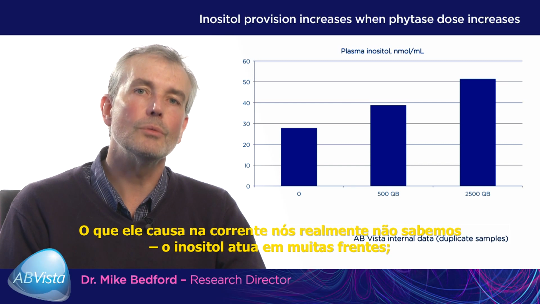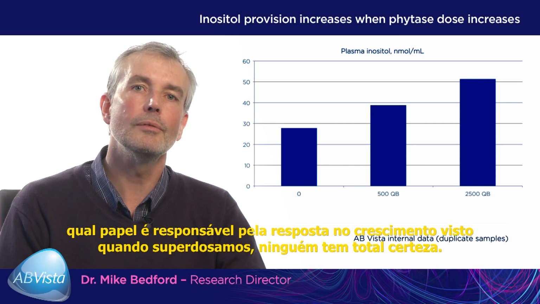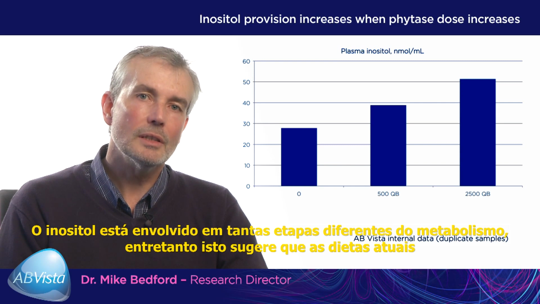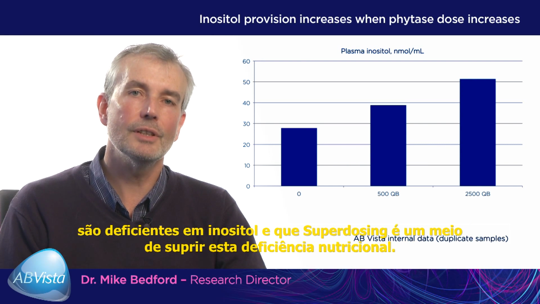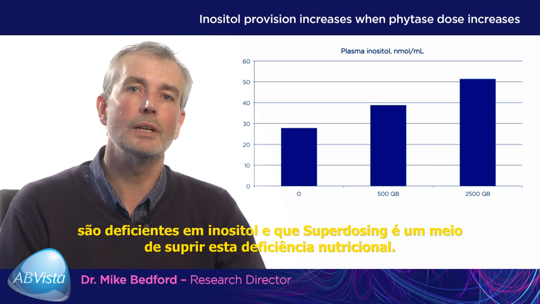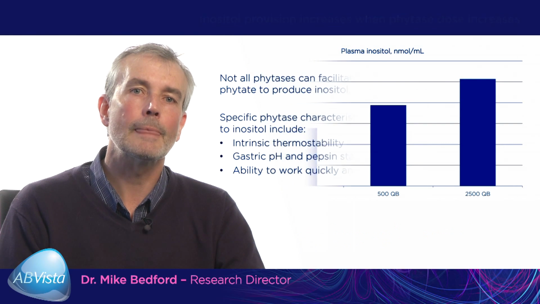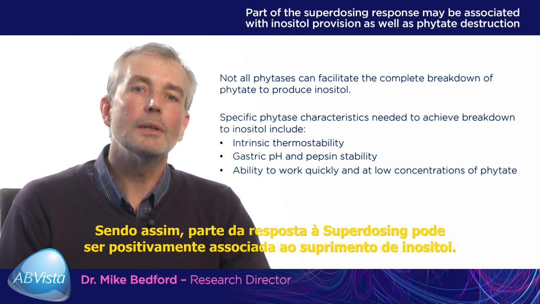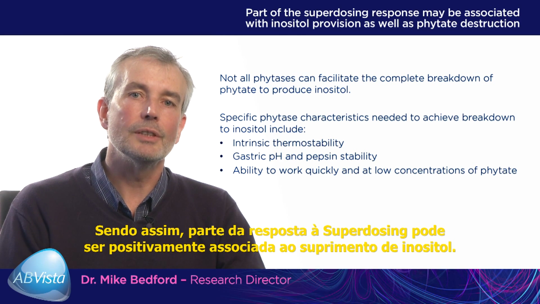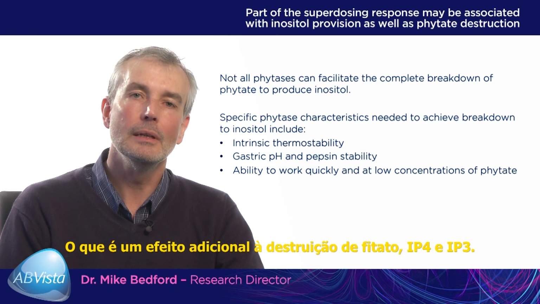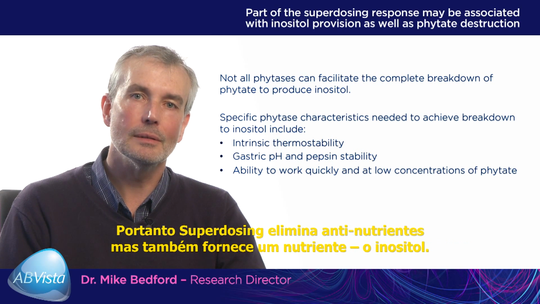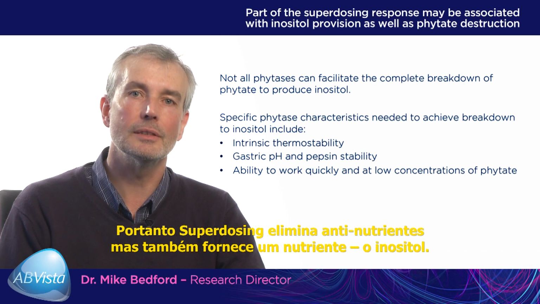What it actually does, though, we don't really know. There's many roles that inositol plays. Which role is responsible for the growth response we see when we superdose, nobody's quite sure. Inositol is involved in so many different parts of metabolism. It does suggest, however, that current diets are deficient in inositol, and superdosing is a means to actually provide that deficient nutrient. So, part of the superdosing response may well be associated with inositol provision. This is in addition to phytate destruction and IP4 and IP3 destruction. So superdosing gets rid of anti-nutrients, but it also provides a nutrient, inositol.